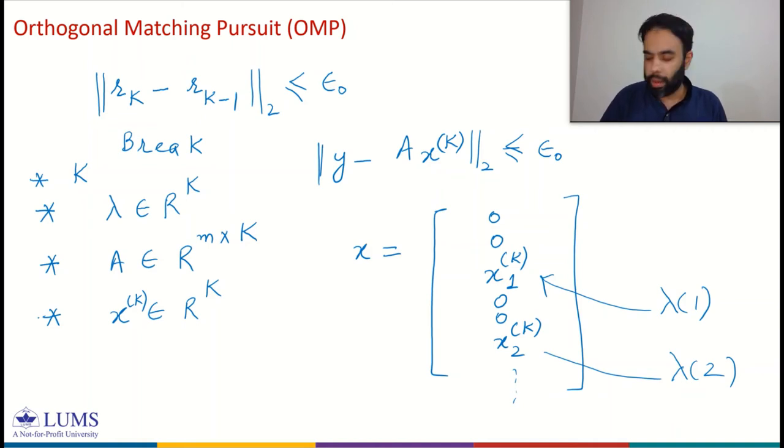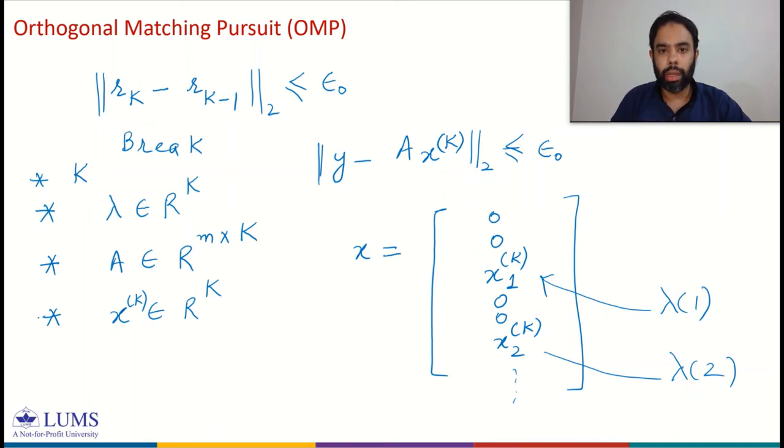So we have obtained a sparse x from y using this orthogonal matching pursuit algorithm, or OMP. Let me explain the intuition of this OMP algorithm. We wanted to enforce sparsity. We wanted to minimize the zero norm of the x we want to reconstruct.